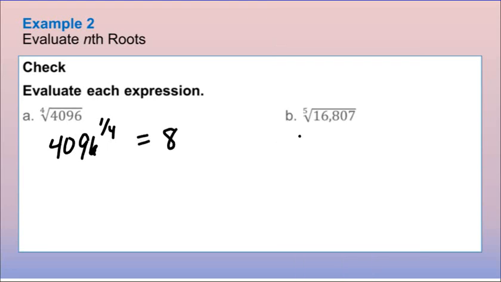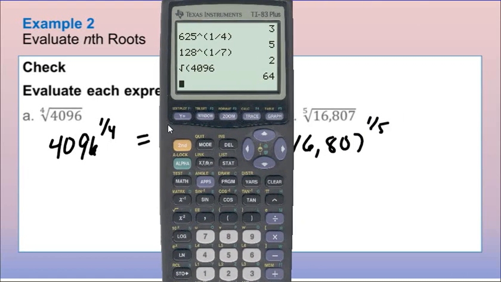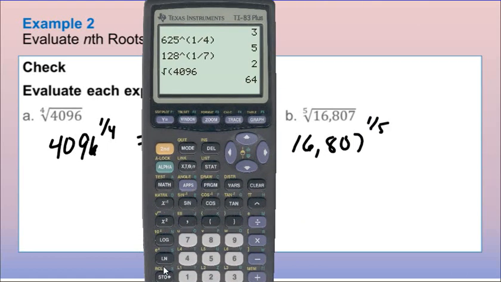And then the last one, do 16,807 raised to the 1/5 power. Grab our calculator. We got 16,807. We want to raise that to the 1/5 power. That gives us an answer of 7.